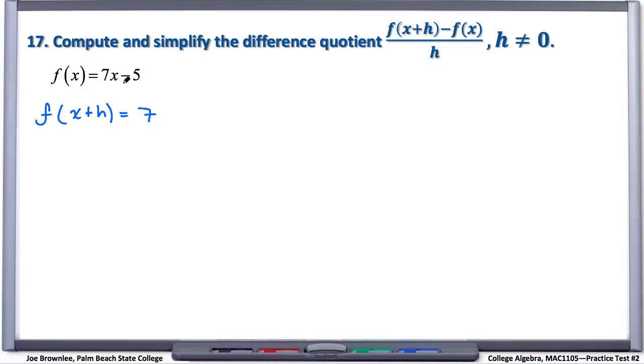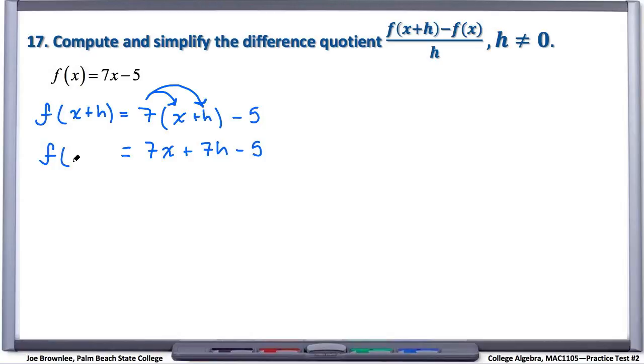So 7, take out this x, and instead put in x plus h, and then minus 5. All right, and we're going to simplify this, and in order to do that, we'll distribute the 7 through the binomial here. So 7 times x, 7x, 7 times positive h, plus 7h, and then minus 5. So we've just found the f of x plus h portion of the difference quotient.